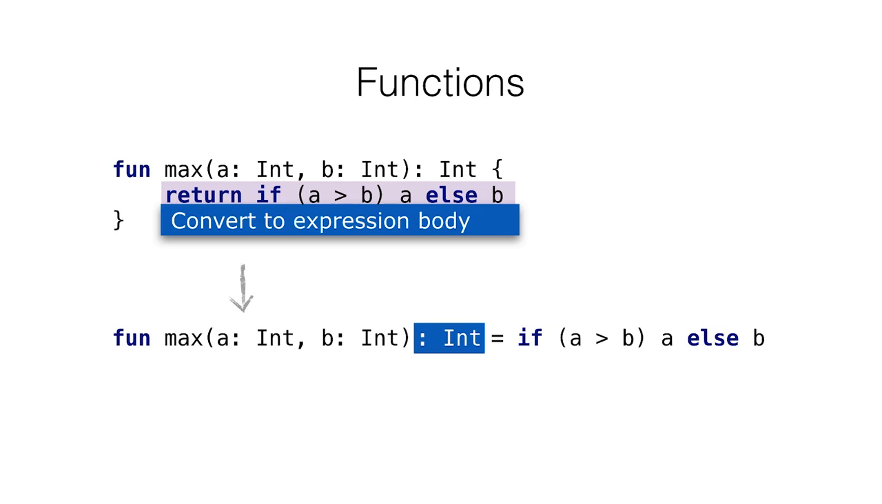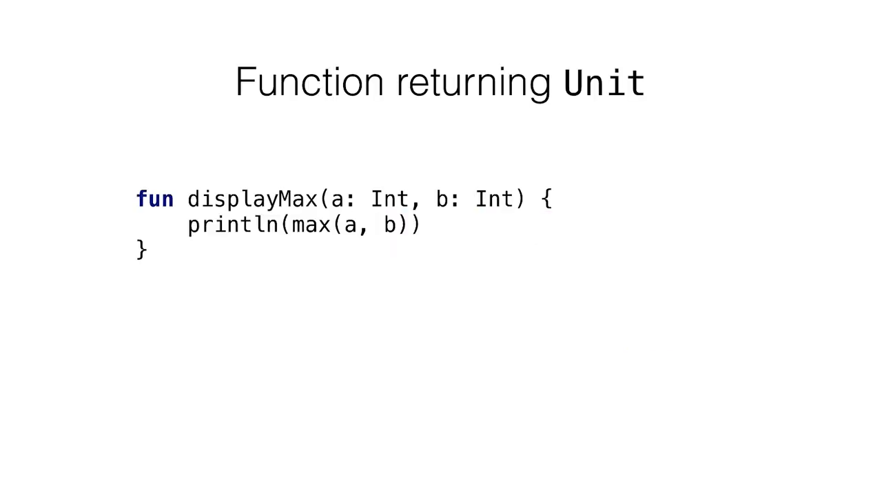IntelliJ IDEA nicely highlights the type specification for us, and by pressing only one key, you can either remove it or leave it. It makes sense to specify types explicitly for public API for library functions. If it's a regular application, you have a function, especially a private one, and its type is clear, for instance from its name, you can safely omit it.